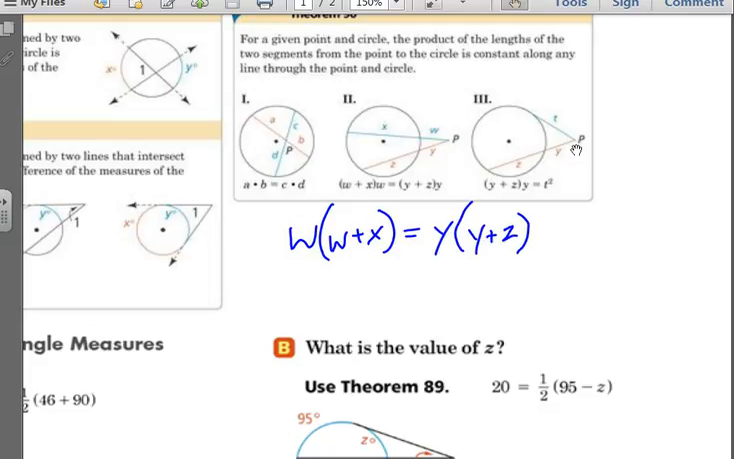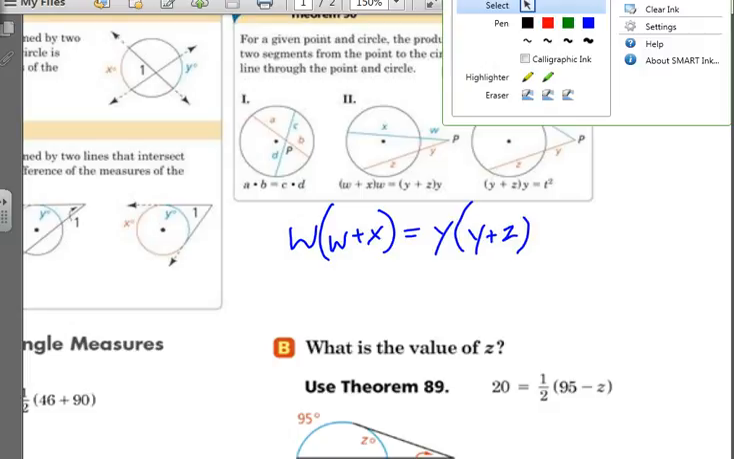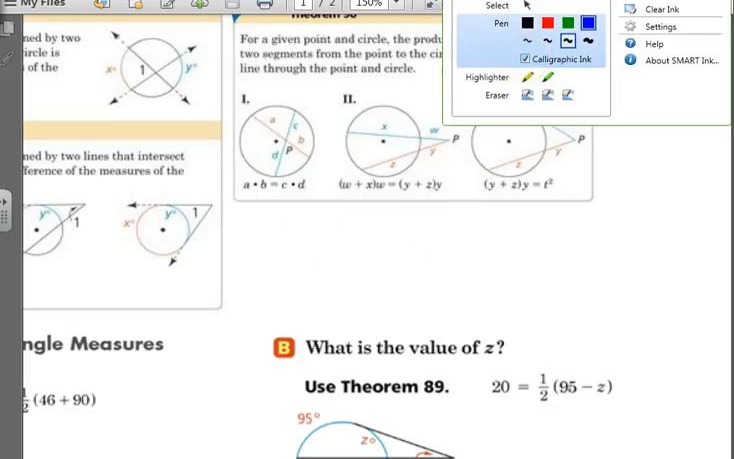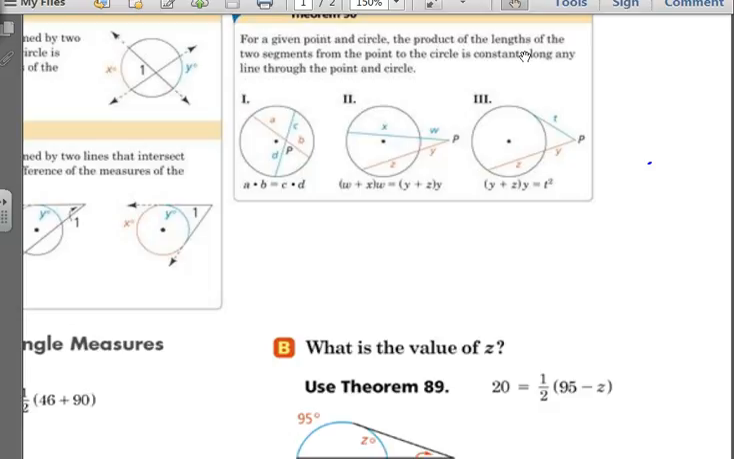Then if I have one line tangent, and this goes back to involving some of my tangent rules, I know that segment T, and then if I made another segment this way, those would be congruent, because I know that from a point, two tangent lines will be congruent to each other. But if I have only one tangent, and then I have sections Y and Z, again, the portion on the outside distributes to the sum, and that's equal to the tangent line squared. So my tangent line squared will equal Y times Y plus Z.